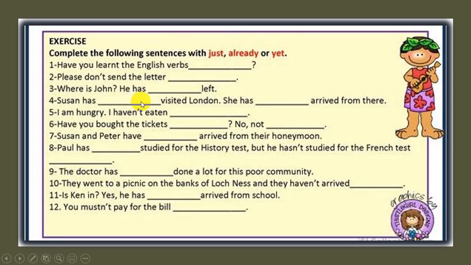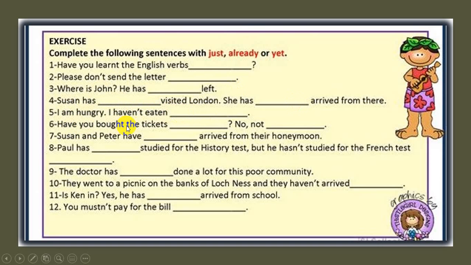Susan has space visited London. She has space arrived from there. Susan has already visited London. She has just arrived from there. Number 5. I'm hungry. I haven't eaten. Negative, at the last of the sentence, yet. I'm hungry, I haven't eaten yet.